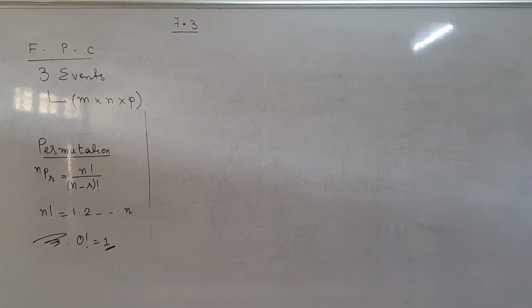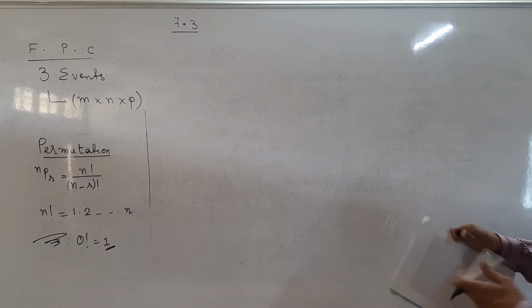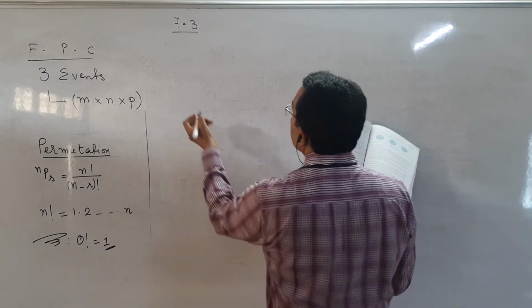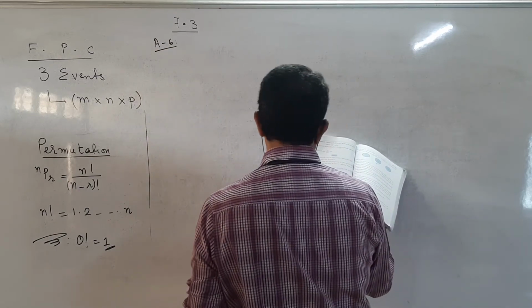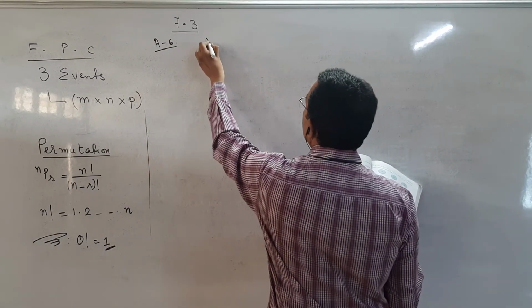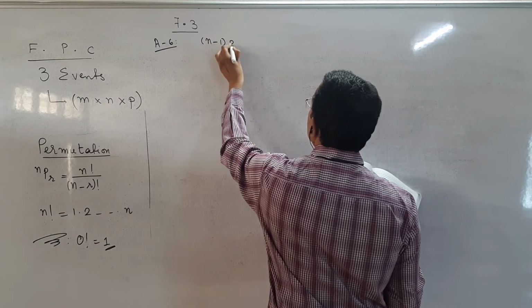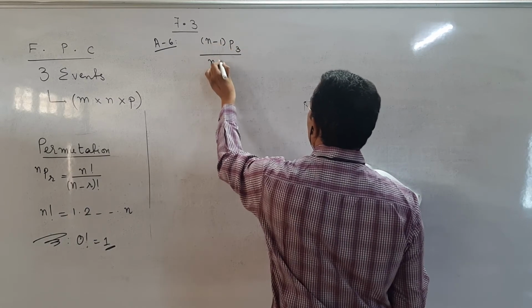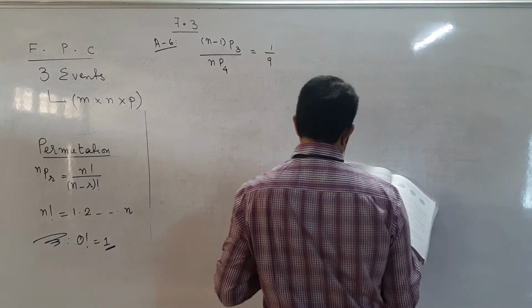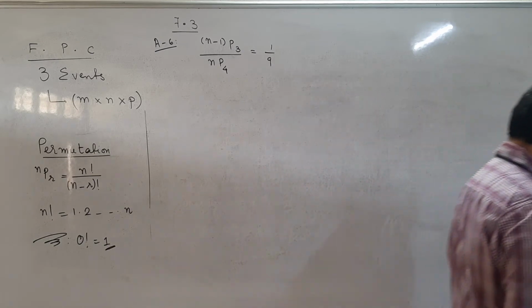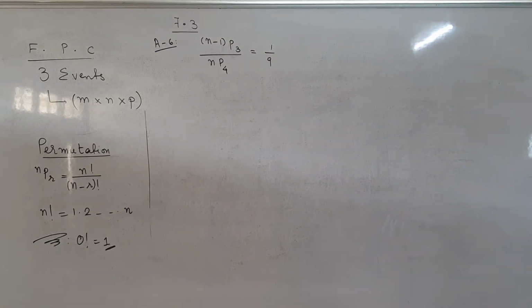Now, pay attention. The sixth sum. Students, in the sixth sum, we are given the ratio (n minus 1)P3 is to nP4 is equal to 1 is to 9. Then find n. Okay, students, we are supposed to find n.